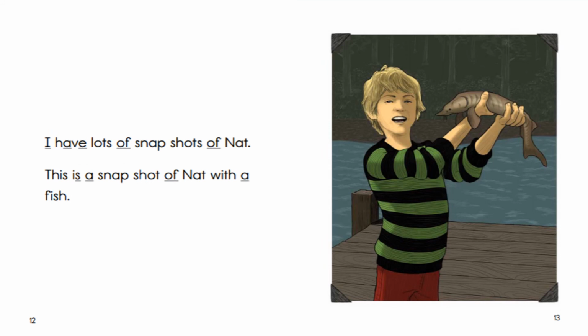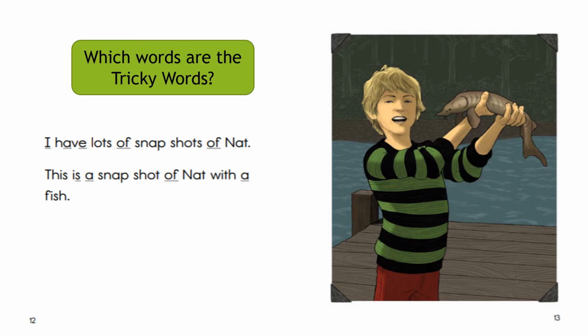I have lots of snapshots of Nat. This is a snapshot of Nat with a fish. Which words are the tricky words on this page? There's I, have, ooh, there's of, lots of times, is, and there's a two times. There's a lot of tricky words on this page. Remember, we mark tricky words by underlining them.